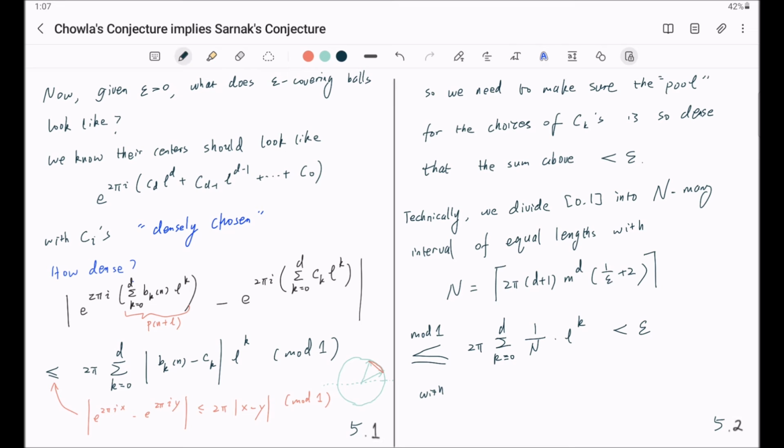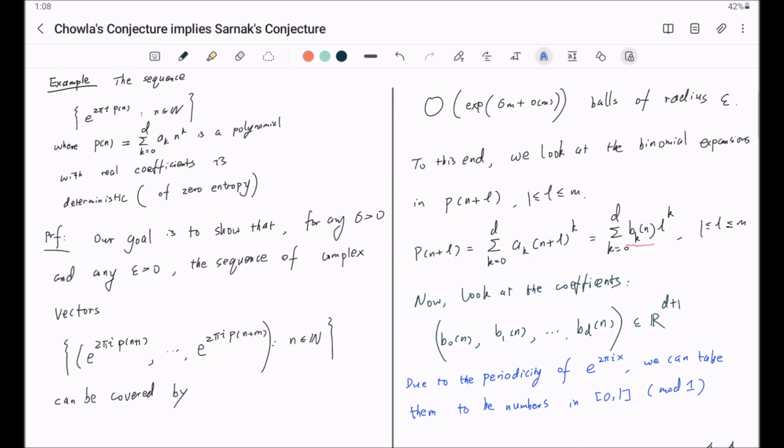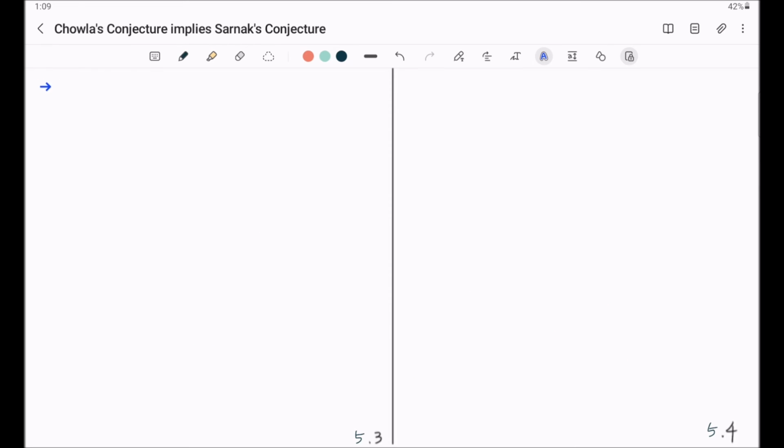What appropriate choices? With c_k chosen to be the closest element in script C to b_k^n. That is our choice for c_k. Now recall that we want to find the covering for this sequence. What is that covering? Now we take our covering to be the epsilon balls centered at those vectors.